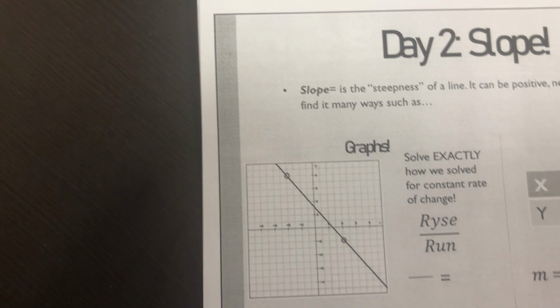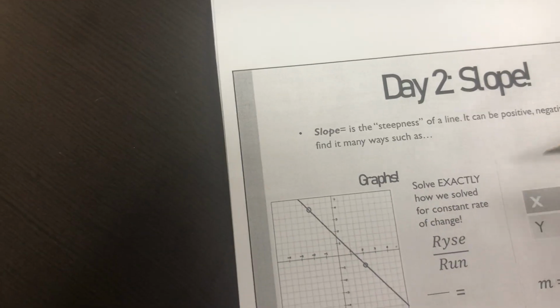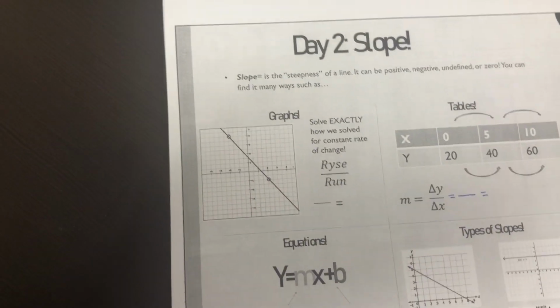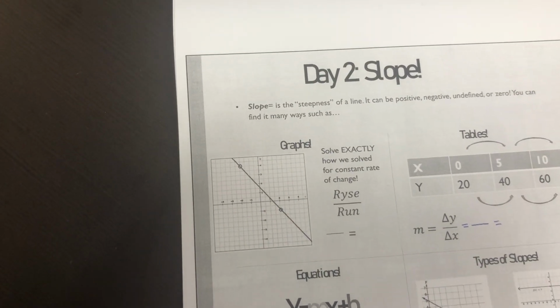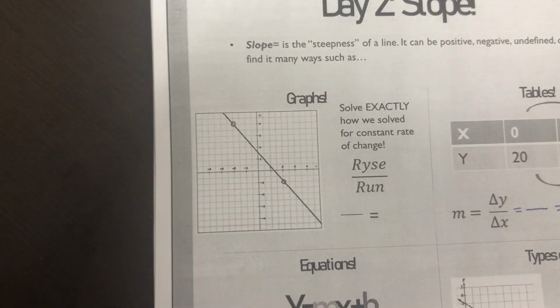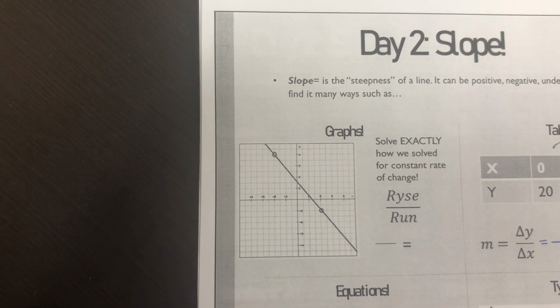We have to solve exactly how we solved for constant rate of change with the whole rise over run. So it's the same exact information. It's the same exact method that we used yesterday. There's nothing different. It's just a different name for it. That is literally it, okay?